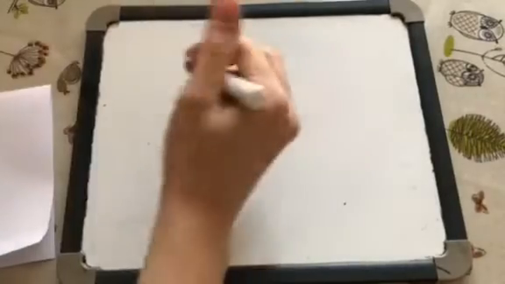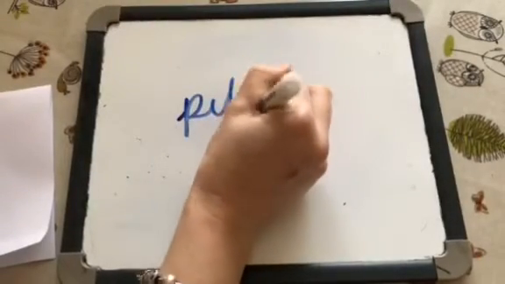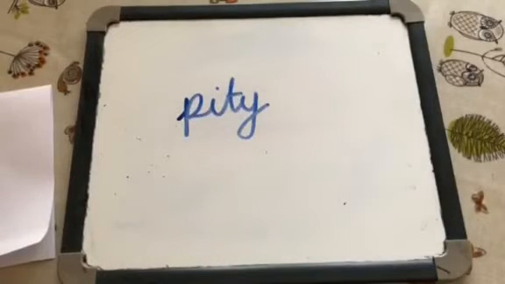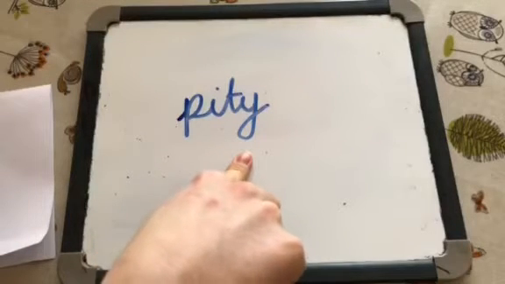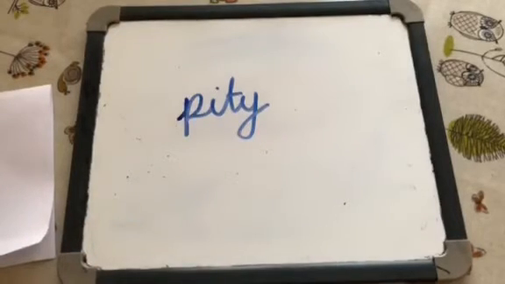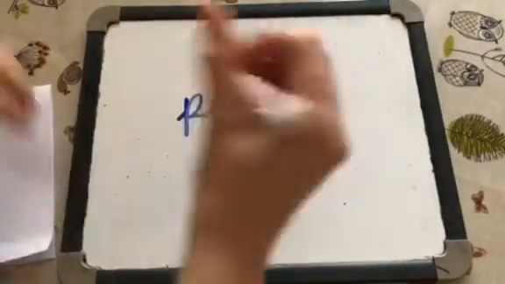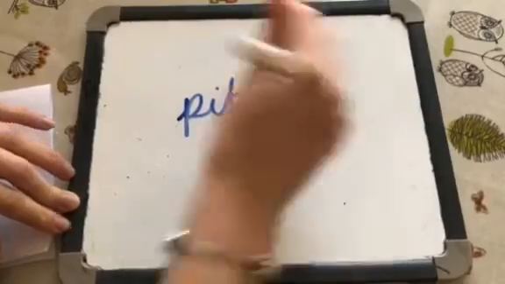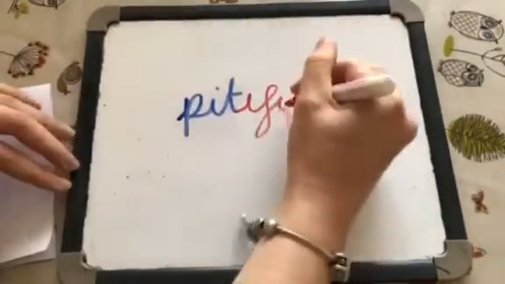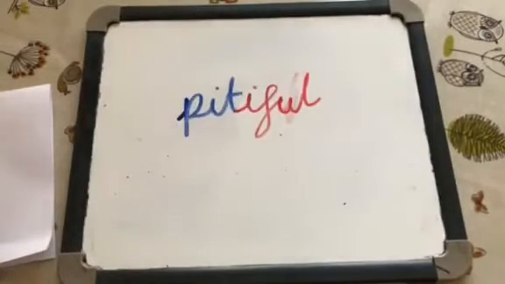Next word is pity. Pitiful. Remember, what do I do if a word ends in a Y? How am I going to change that to pitiful? Have a go. Right, pity to pitiful. I change that Y to an I, and then I add my full suffix. Pitiful. There was a pitiful number of children at the park, which means not a lot.